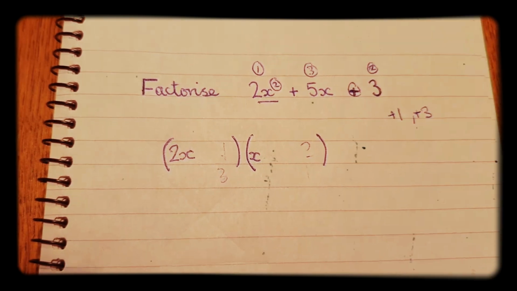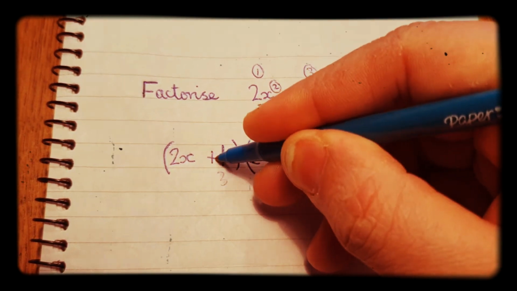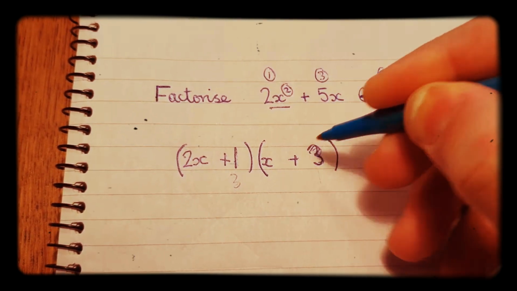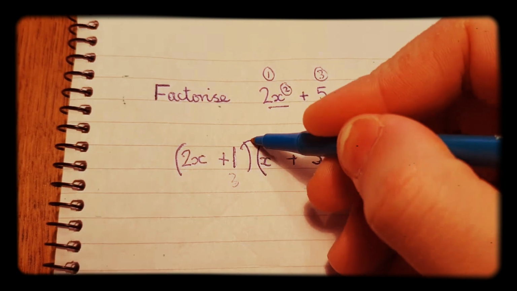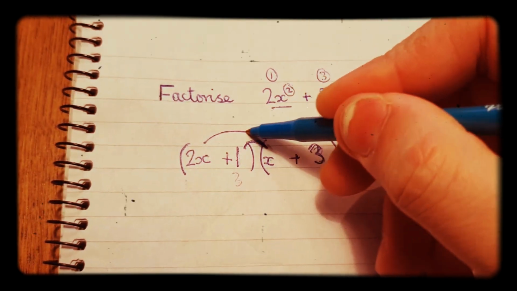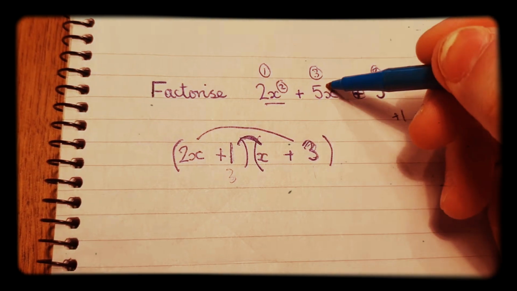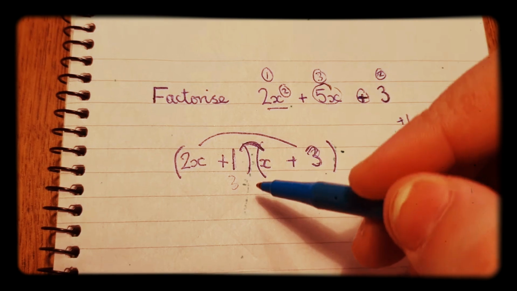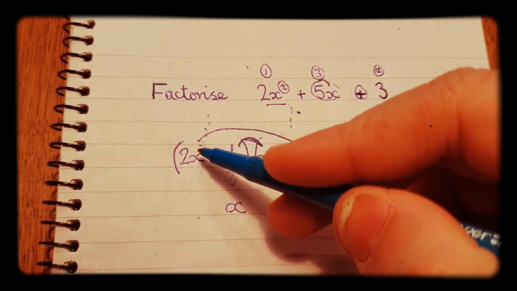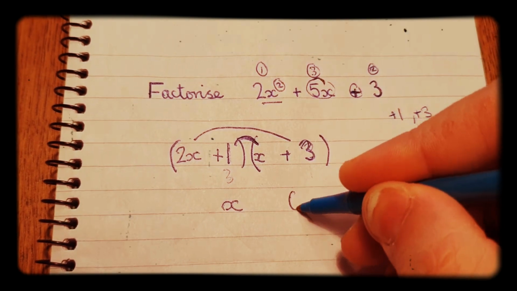Okay, so in order for us to work that out, we need to look at this thing here. So basically, if we were to put the 1 there and the 3 there, when you times these two things together, so the 1 times the x and the 2x times the 3, it would need to add up to 5x. Okay, so 1 times x is x, and then 2x times 3, that makes 6x.